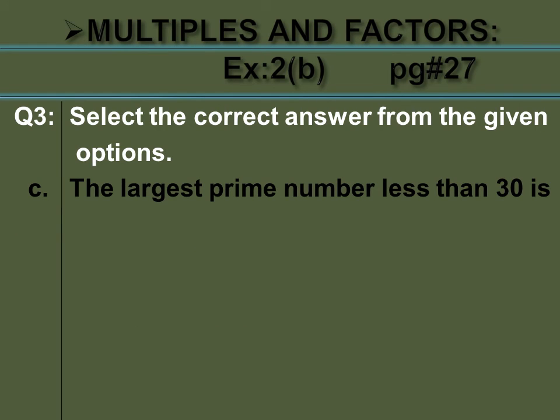Now we will move to the next part, part C. The largest prime number less than 30. The largest prime number which is less than 30: the options are 23, 21, 20 and 29. Now it is clear that when we write all the numbers up to 30, the last or the largest prime number is 29. This means that our fourth option is correct.